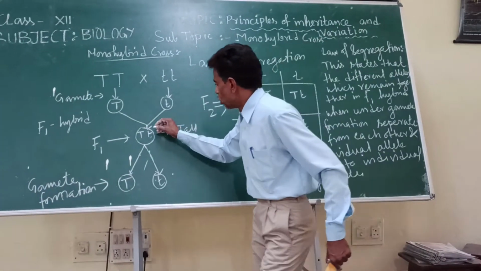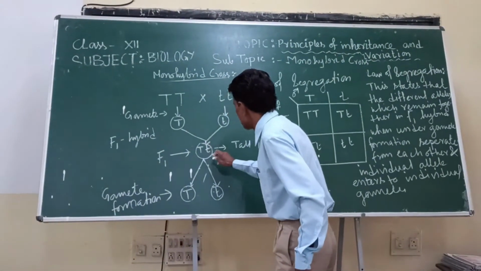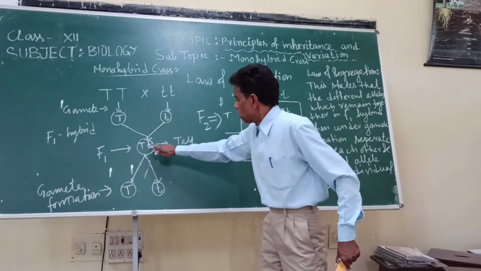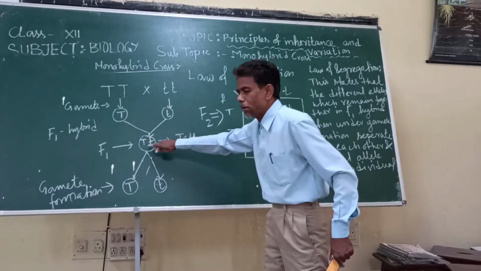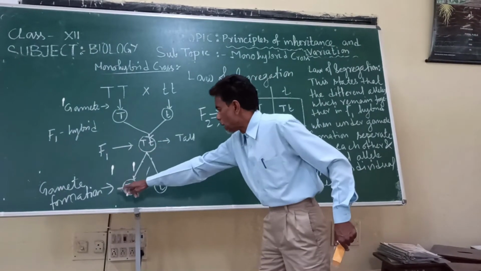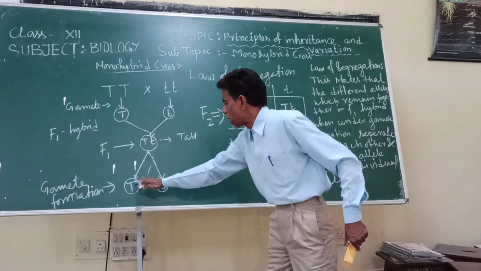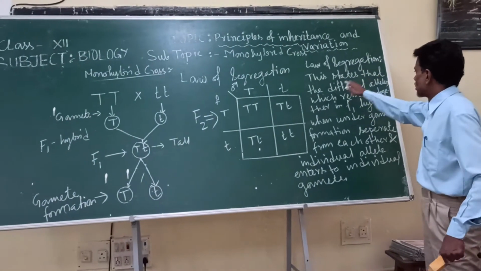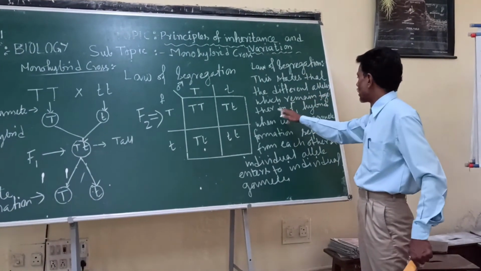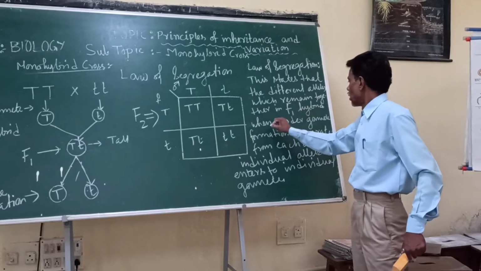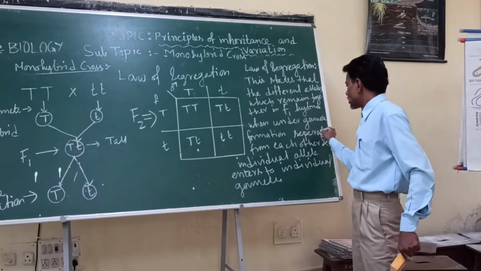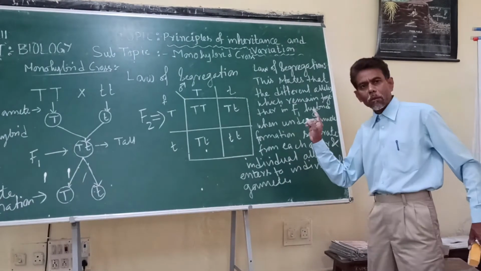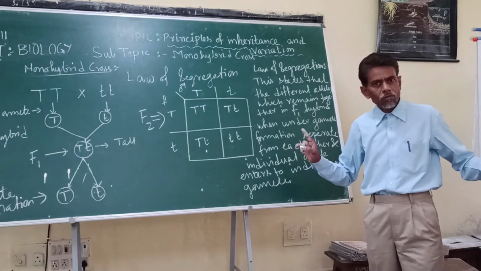In the F1 hybrid, although the two alleles are capital T, small t, it is giving rise to a tall plant by virtue of the law of dominance, but during gamete formation these two alleles separate from each other and enter the individual gametes. That is what I have written here. This law states that the different alleles which remain together in the F1 hybrid, when undergoing gamete formation, separate from each other and individual allele enters individual gamete. Is that very clear to you?